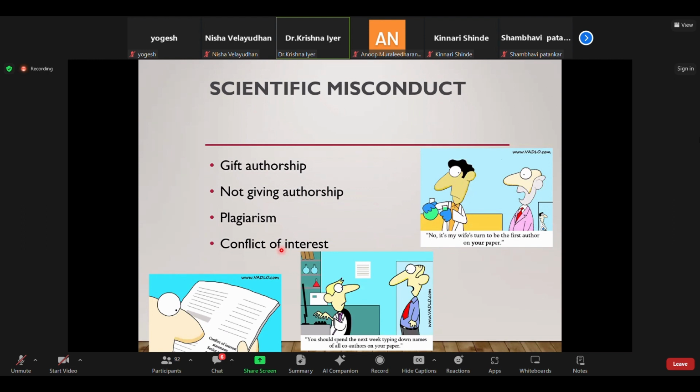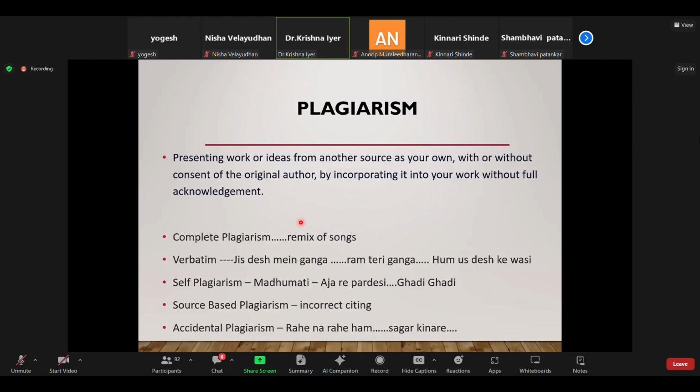Okay, and nowadays another issue which we have to always worry about is what is referred to as plagiarism when you write research papers. Plagiarism per se means presenting work or ideas from another source as your own, sometimes with or without the consent of the original author. Okay, and here what happens is you start putting things which are actually not yours in your work without fully acknowledging the fact that they have come from another source.